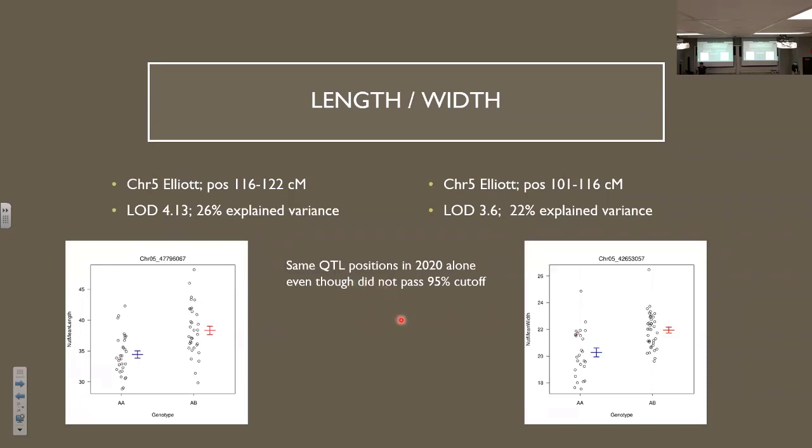These QTL positions did show up for length and width when analyzing 2020 by itself. It's just that I think with that lower number of progeny used, it wasn't enough statistical power to surpass a 95% threshold. But we did see some stability in the positions of those QTL.